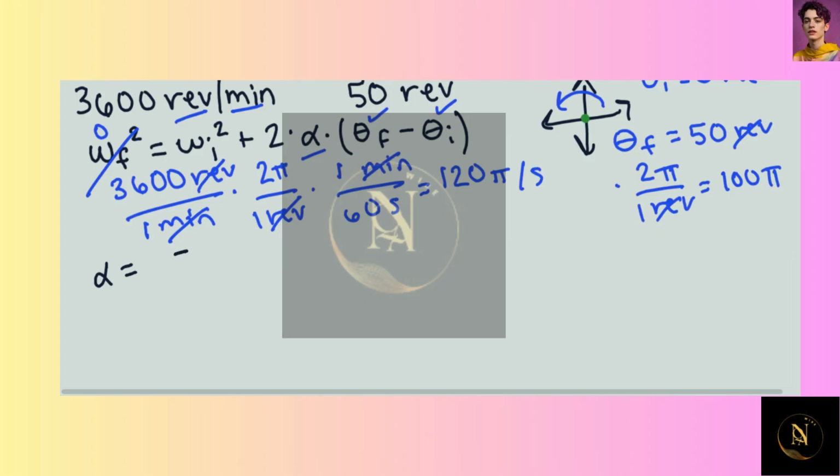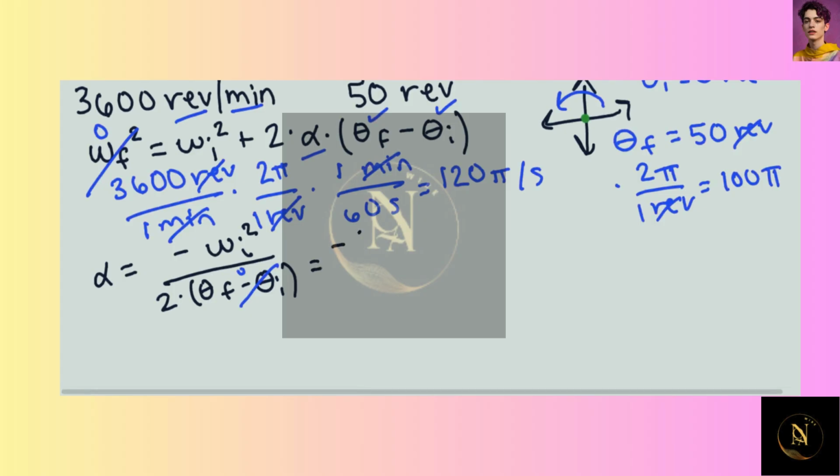Now we can rearrange our equation so that alpha, our constant angular acceleration, is on the left side and everything else is on the right side. We have alpha equals negative omega i squared. Note that the negative sign is not included under the square, divided by 2 times the difference between the initial and final angle. And we know from over here that the initial angle is 0.